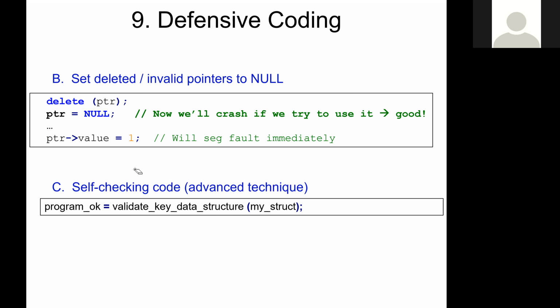A more advanced technique that you're probably not going to use in this project, but is useful to know about, is you can write self-checking code. And I do this a lot in my programs. So I'll write functions like, for example, validate key data structure, and I'll pass in some data structure.